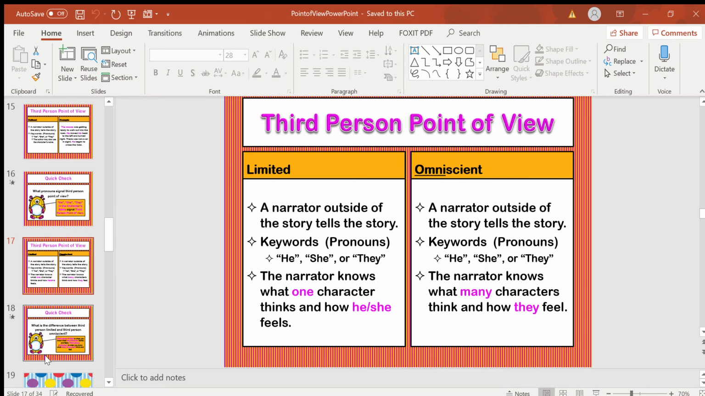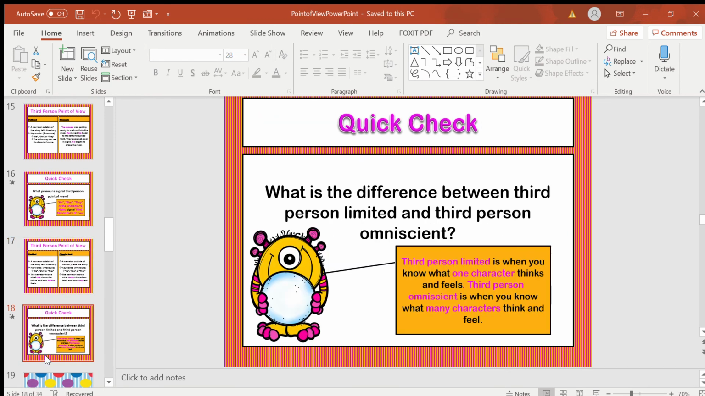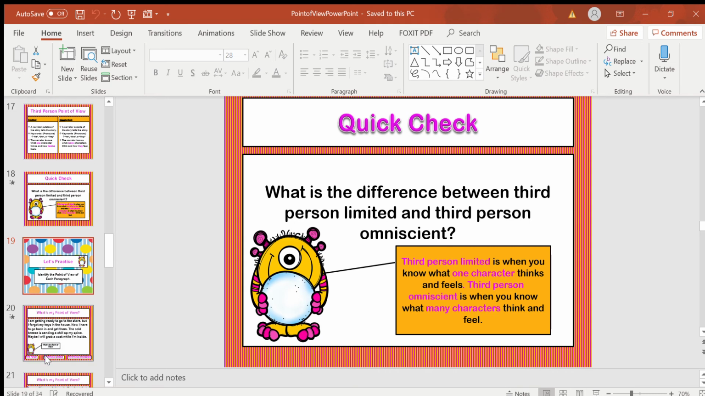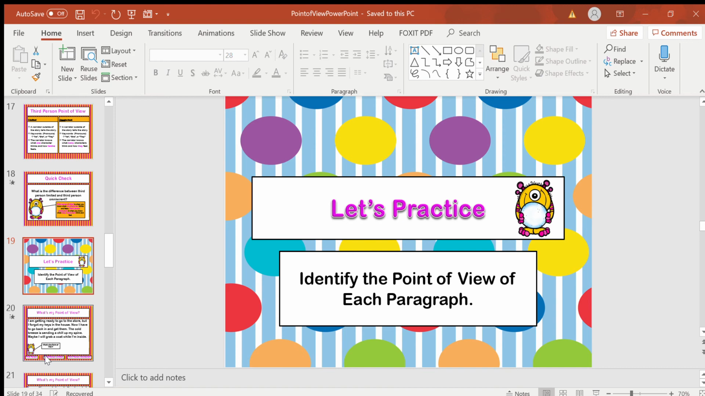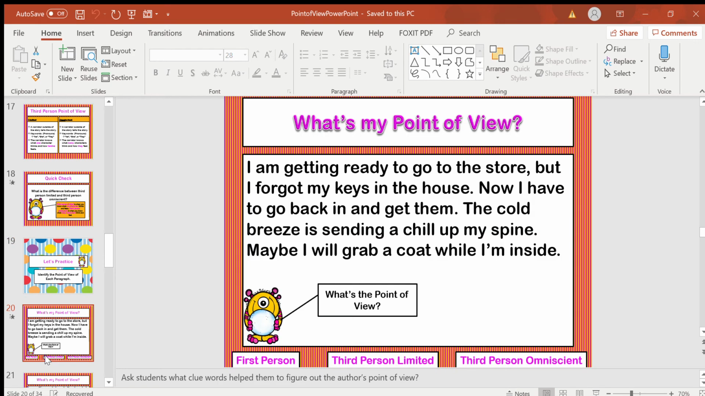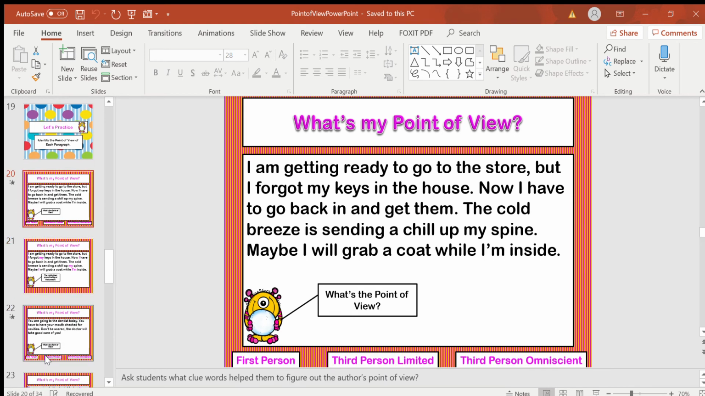Okay. We're going to skip limited and omniscient. We're going to just focus on first, second, and third. Okay, let's practice here. Let me read this paragraph to you. You tell me, what point of view do you think it is?